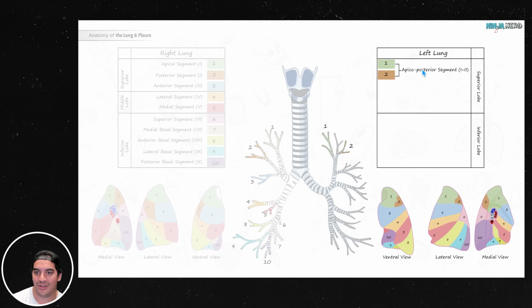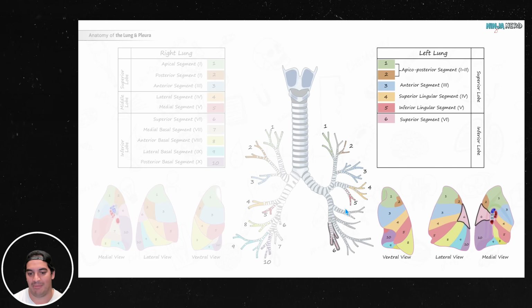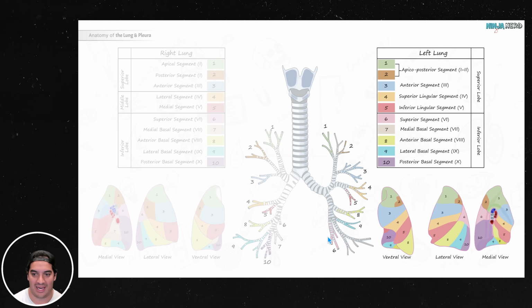And that's quite interesting, all right? But your anterior segment can remain the same. And then you continue and you have the superior lingular segment. And then you go to the inferior lingular segment. And then you go to the superior segment for the inferior lobe. And then again, we can go medial basal segment, anterior basal segment, and your lateral basal segment. And then again, your posterior basal segment.